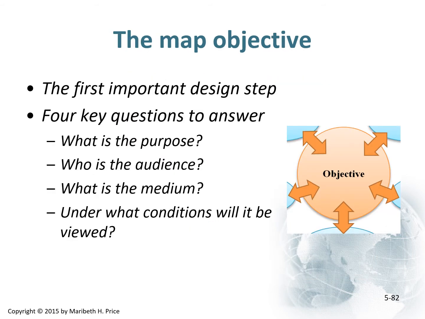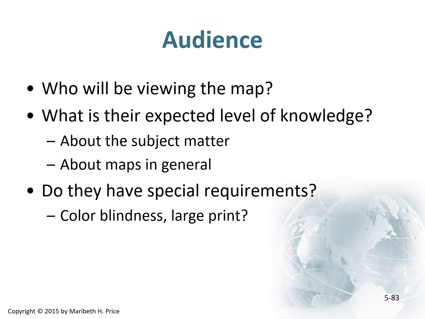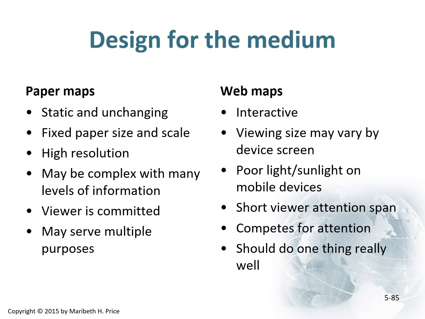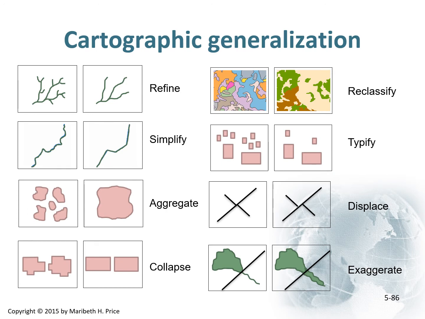Think of these questions. What's the purpose, the audience, the medium, that kind of thing. Who's it for? How are you going to display it? Make your maps based on those things. Cartographic generalization is how we take these complicated features that exist in the real world and sometimes in our data, and we simplify them a little bit and generalize them for the purposes of making our maps better maps. Not necessarily more accurate, but more useful.